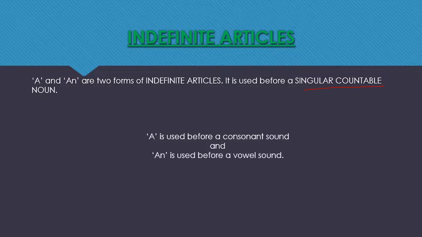A is used before a consonant sound and an is used before a vowel sound. Consonant sound, vowel sound. Vowel sound means A, E, I, O, U. and the remaining alphabets, that means B, C, D, F, G, H, J, K, L and so on, are consonant sounds. So we give preference to the sound of the word, not the alphabet.